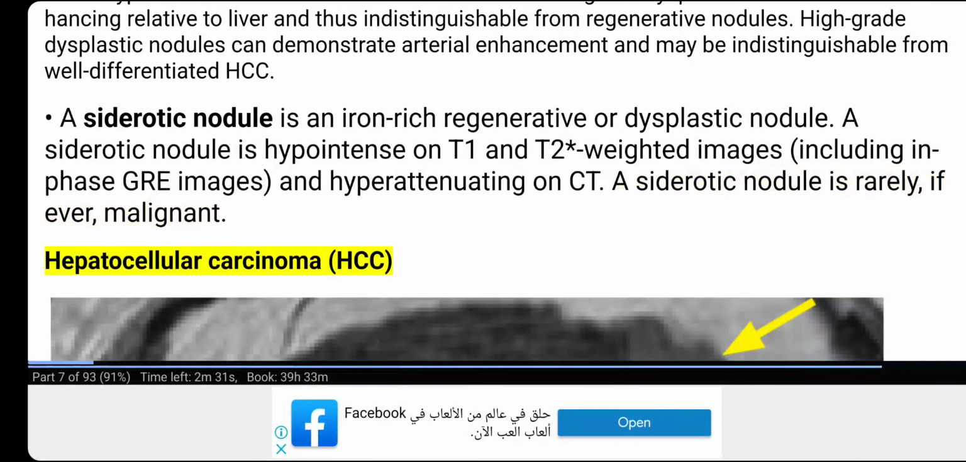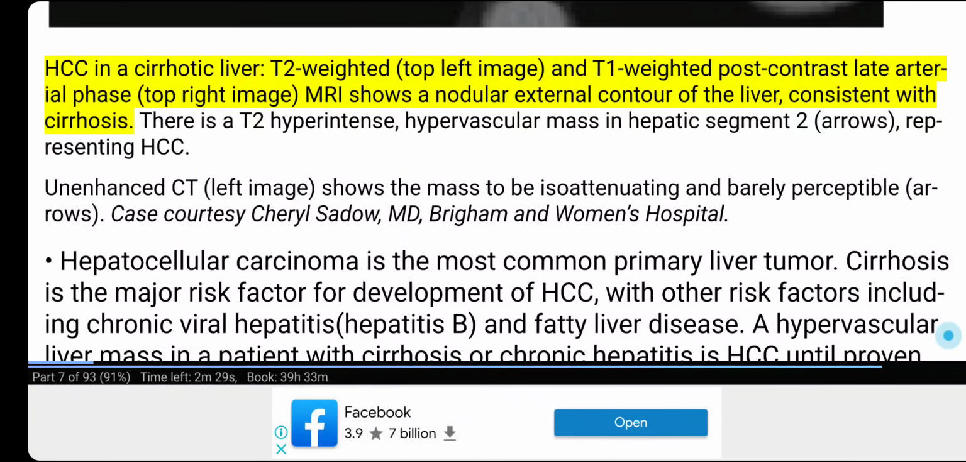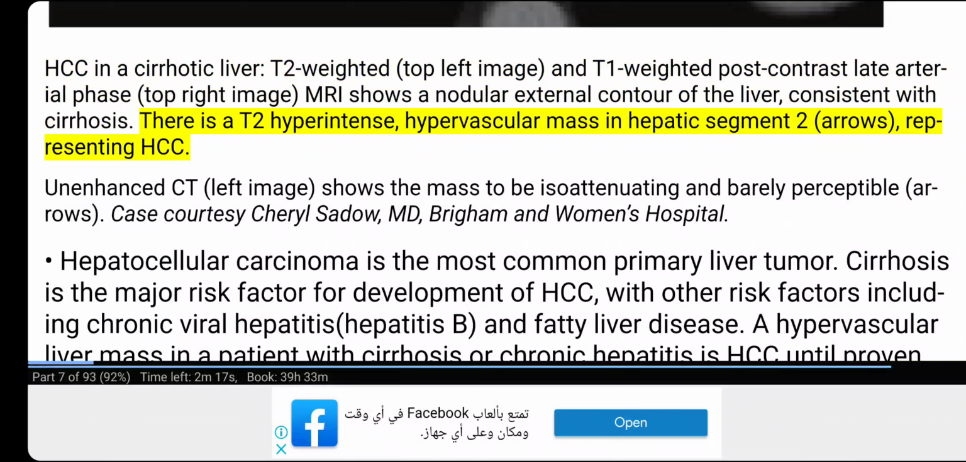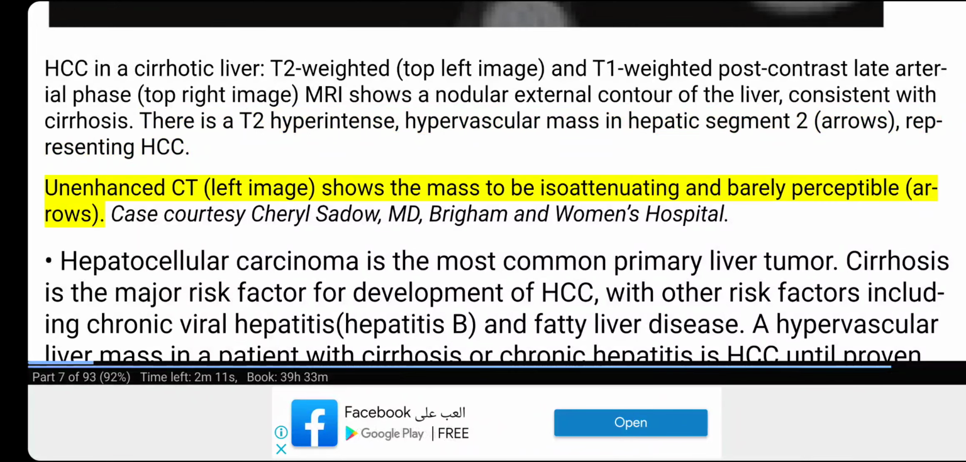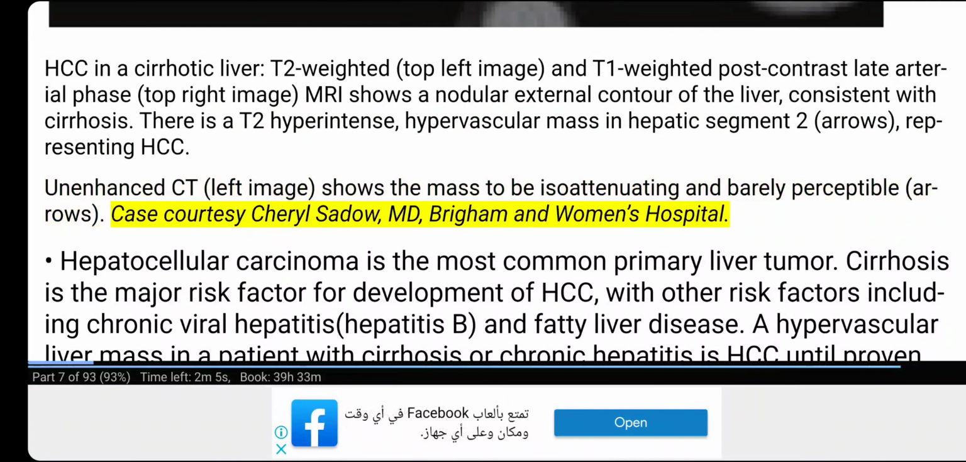Hepatocellular carcinoma, HCC. HCC in a cirrhotic liver. T2 weighted, top left image, and T1 weighted post-contrast late arterial phase, top right image. MRI shows a nodular external contour of the liver, consistent with cirrhosis. There is a T2 hyperintense, hypervascular mass in hepatic segment 2, arrows, representing HCC. Unenhanced CT, left image, shows the mass to be isoattenuating and barely perceptible, arrows. Case courtesy Cheryl Sadow, MD, Brigham and Women's Hospital.